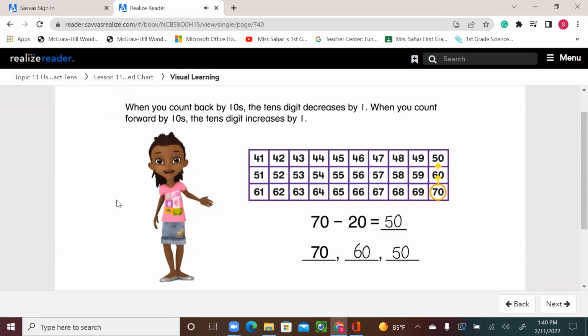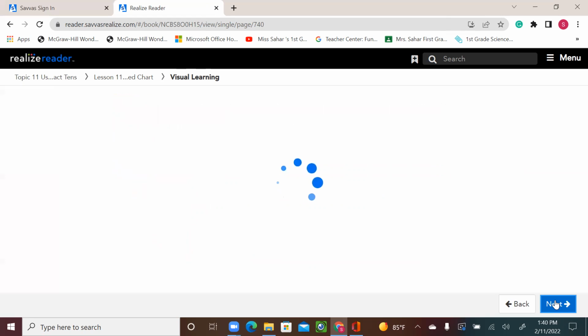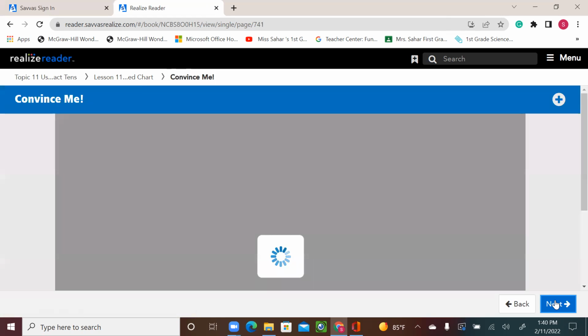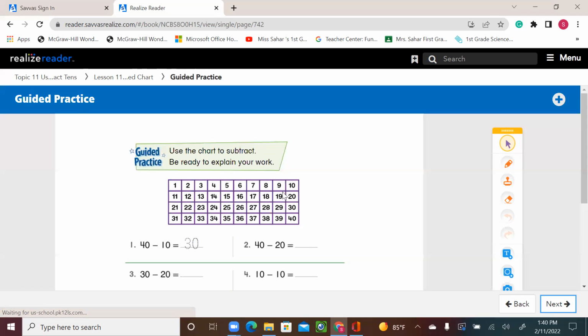Now you know how to use a 100 chart to subtract tens. All right, so let's do more exercise and more practice to cover this part of our lesson. Subtract tens using a 100 chart. So use the chart to subtract. Be ready to explain your work.